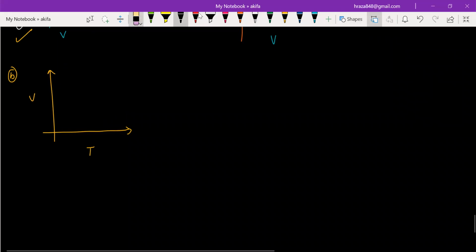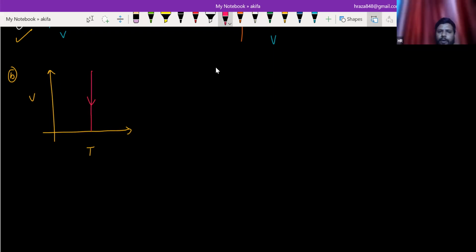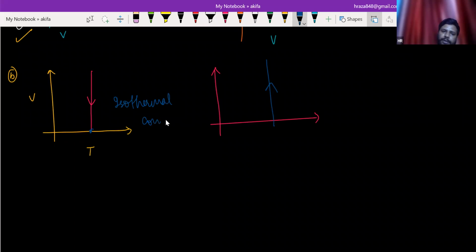Yes. So it will be like this and the graph will be like this. And for the second graph, the graph will be like this in the upward direction. Now you can see temperature is constant, so it is isothermal, and volume is decreasing, that means compression. And here in V versus T, temperature is constant, that means isothermal, and volume is increasing, that means expansion. Please write.